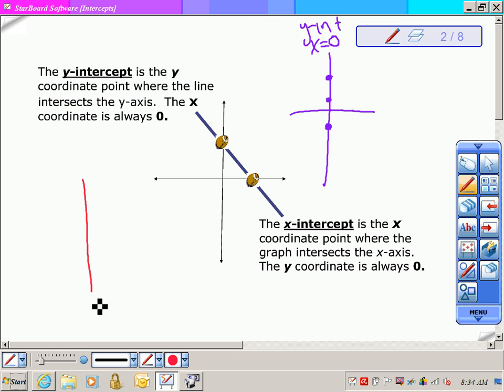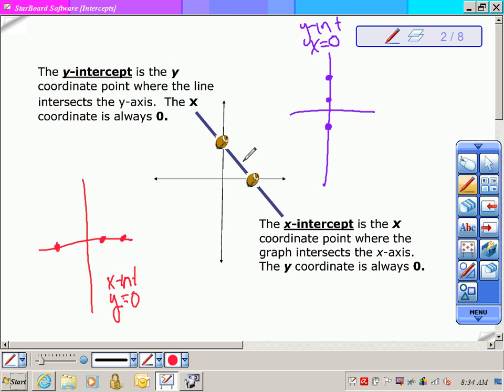Exactly. So on an x-intercept, if we put points that intercept the x-axis, what do they all have in common? So y equals 0, right? So that's what we know. On x-intercepts, the y is always going to be 0. On y-intercepts, the x is always going to be 0, right?